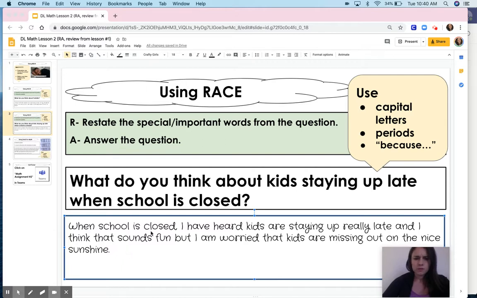When school is closed, I have heard that kids are staying up really late, and I think that sounds fun, but I'm worried that kids are missing out on the nice sunshine. I should add because. Because it helps people feel good. Sometimes if we stay inside, only see darkness inside for a while, it can start affecting our feelings. So it's good to get out and get some sun. All right, great. I did all the things I wanted to remember. I used R, A, capital letter, period, and the word because.